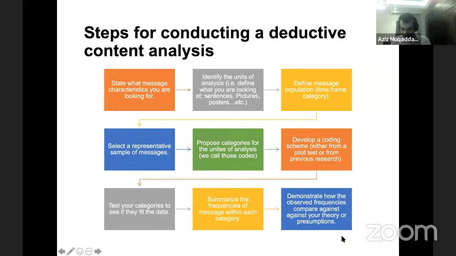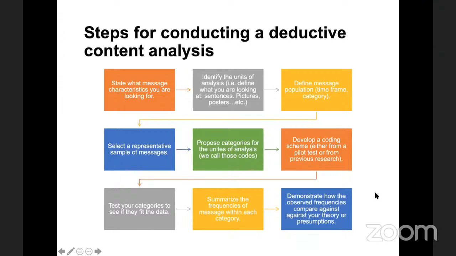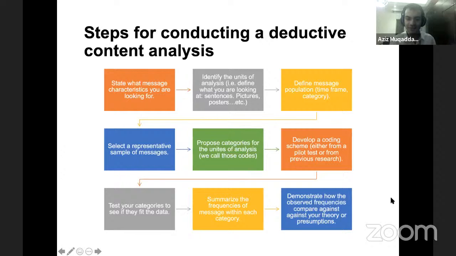Okay, so welcome. Today we're going to continue talking about content analysis. If you watched or were here on Monday's lecture, I started talking about content analysis, which is the first research method we're going to discuss for this course.